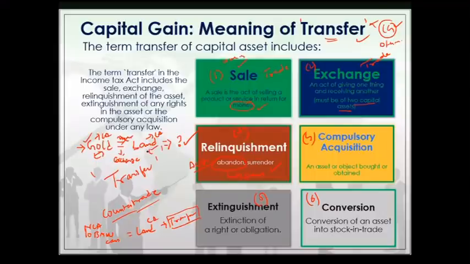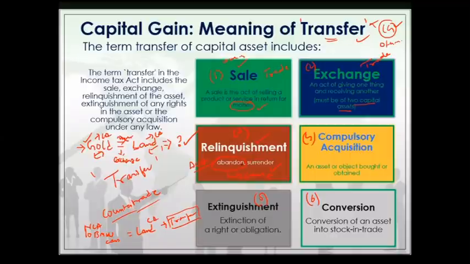So this makes sense because the ownership of the capital asset is with the seller. But here the ownership of the capital asset is not with the seller. The police department does not own all these abandoned cars, right? So can the police department say, since we are not the owners, how can you charge capital gain tax on us? The answer is no, because the income tax department is very smart. So they have included the word relinquishment also under the definition of transfer, right?